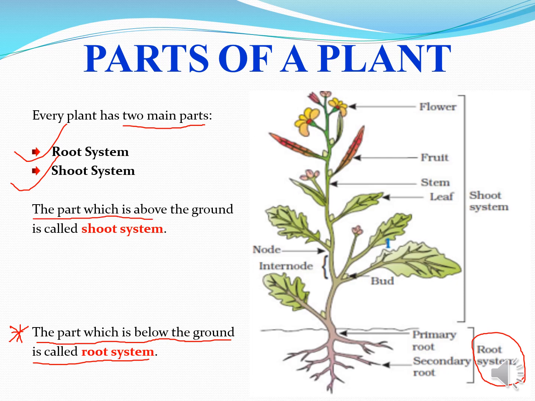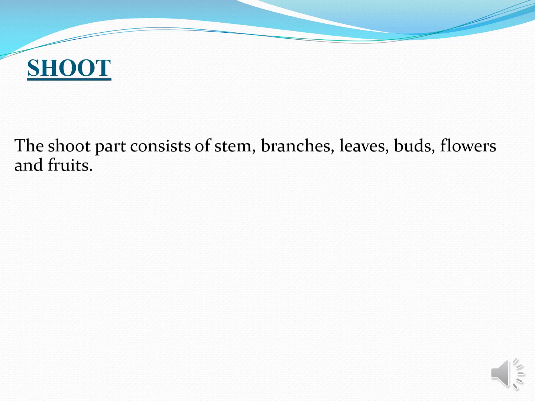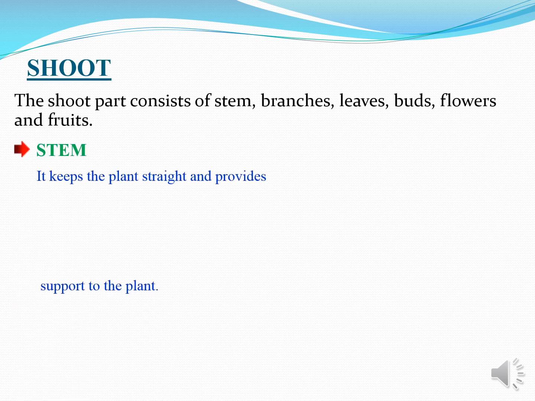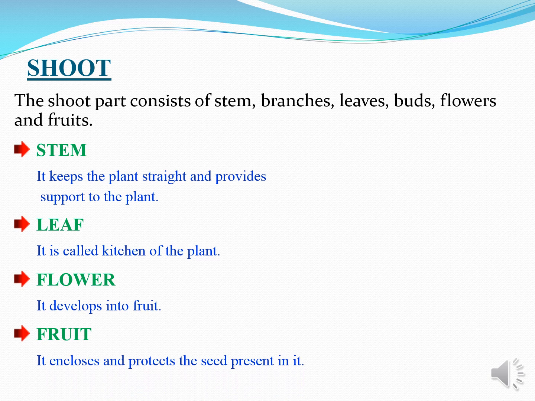You can see the picture. I have already marked it with the red color. You can see which is the root system and which is the shoot system. So first we will focus on the shoot system. The shoot part consists of stem, branches, leaves, buds, flowers and fruits. So we will discuss each one of them.